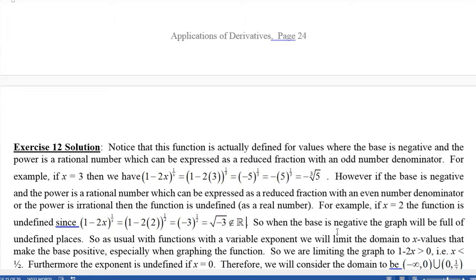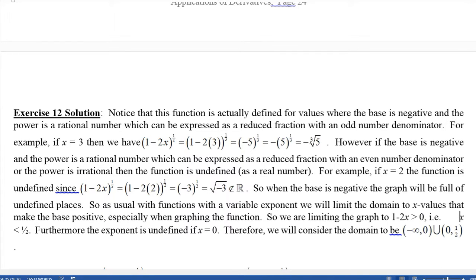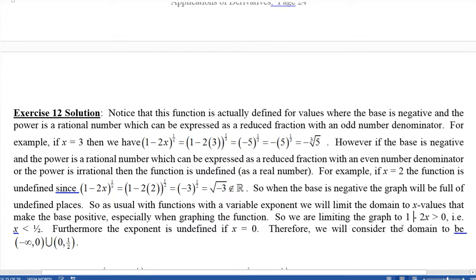So that means that the base, which is 1 minus 2x, will have to be positive for us. Now, when is the base positive? 1 minus 2x is greater than 0 when 1 is greater than 2x, which is 1/2 is greater than x, or x is less than 1/2. So when x is less than 1/2 are the values that we're going to be interested in.